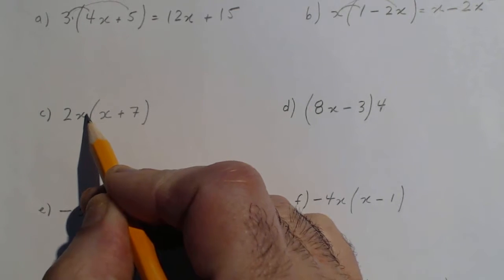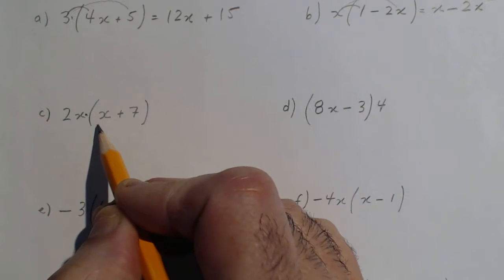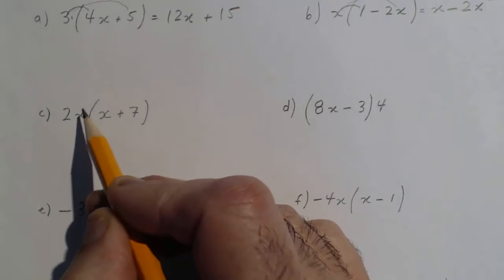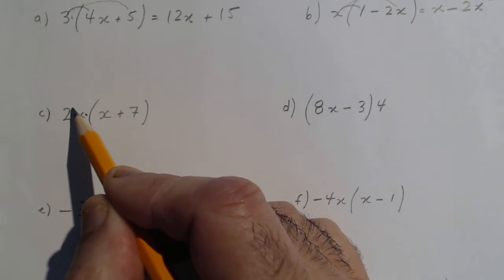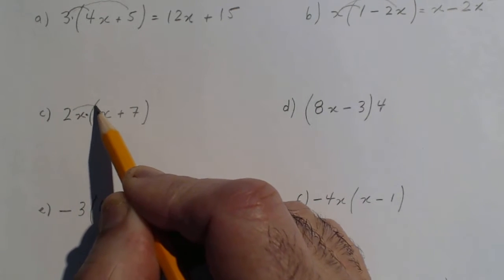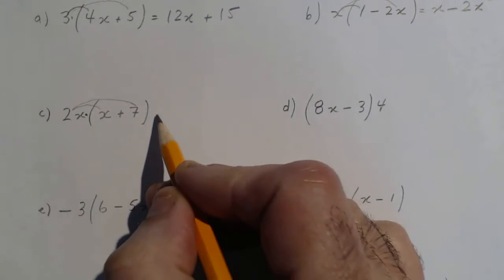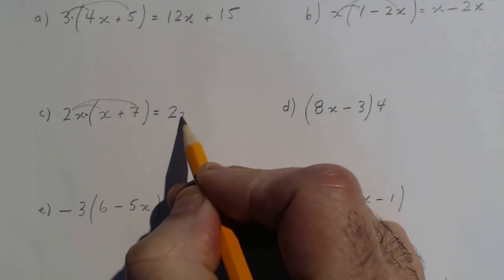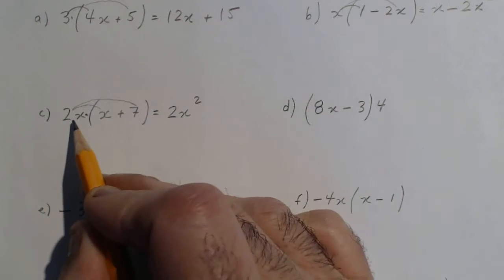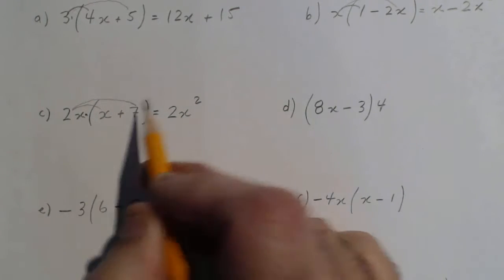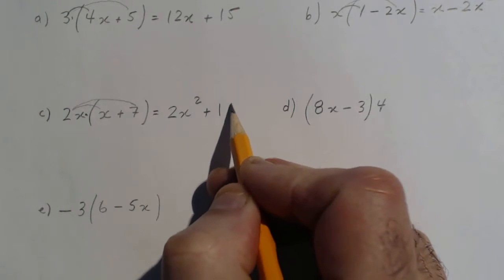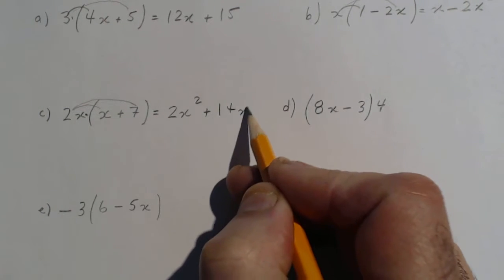Now here we have 2x times x plus 7. So again, I take the term outside the bracket and multiply it by both terms inside the bracket. So I go 2x times x gives 2x squared. 2x times 7 gives 2 times 7 is 14. And then we have the x there, 14x.